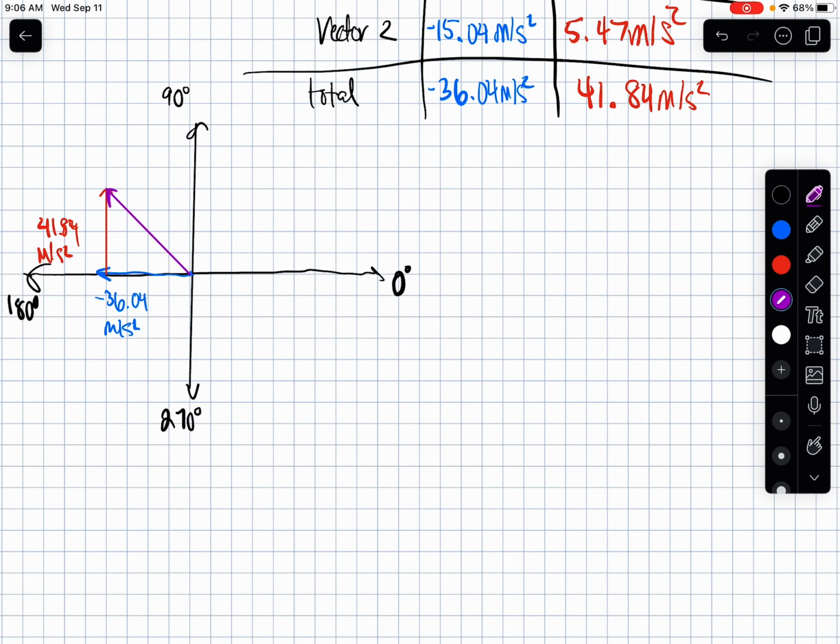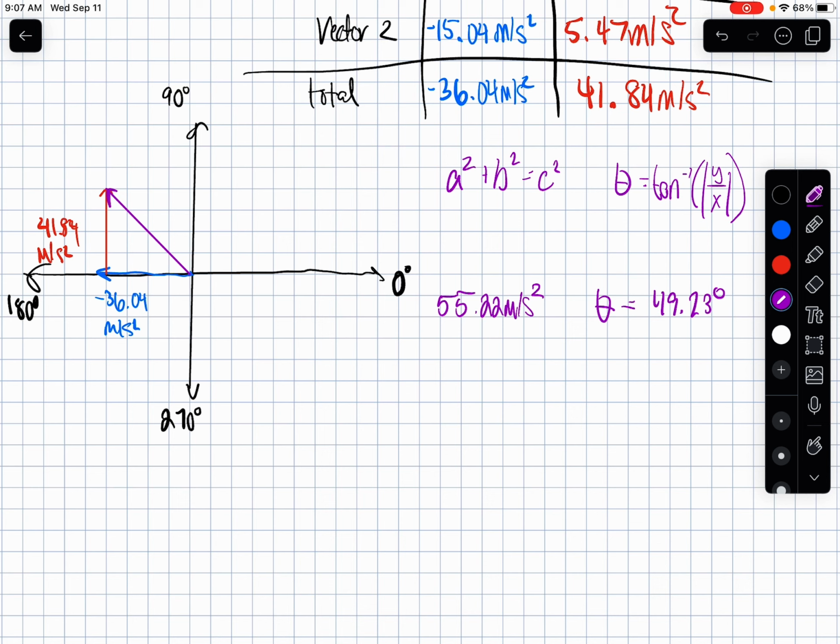Okay, so again, I want you to use the Pythagorean theorem. And I want you to use theta equals inverse tangent, the absolute value of y over x. Here's where that absolute value comes in handy. Okay, and I want you to pause and find the value. Okay, so for C, you get a value of 55.22 meters per second squared. And theta, you get a value of 20.23 degrees.